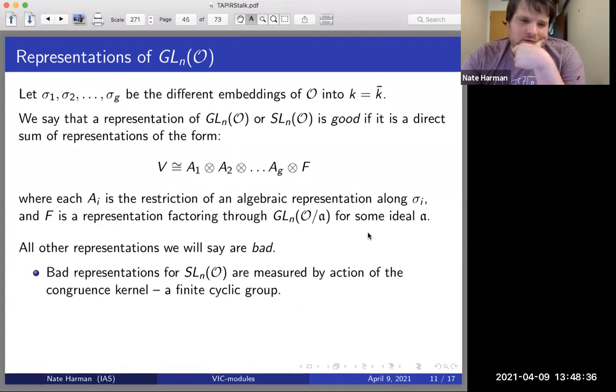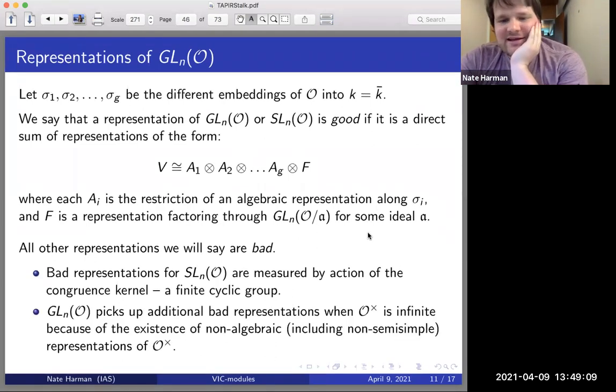But okay, so all our representations are bad. So for SLN, this notion of bad is really just coming from this congruence kernel. So you potentially have this extra cyclic central extension that arises in the profinite completion of SLN. And that can act, but it'll act by a scalar. It's a central cyclic thing, so that's not so bad.